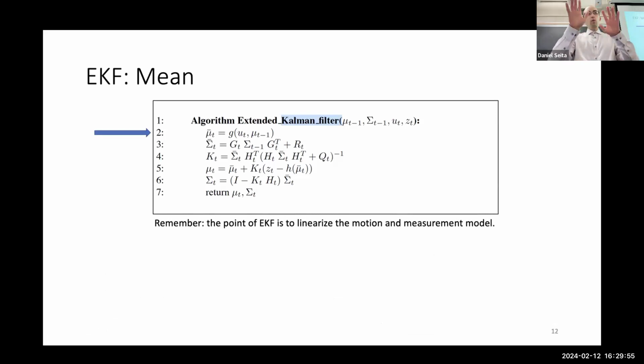When we try to do EKF for localization, we'll start by analyzing what this g function is and how we linearize it. Again, the whole point of EKF is to find the updated belief by linearizing the motion and the measurement model. First we'll linearize the motion model, and then we'll linearize the measurement model.